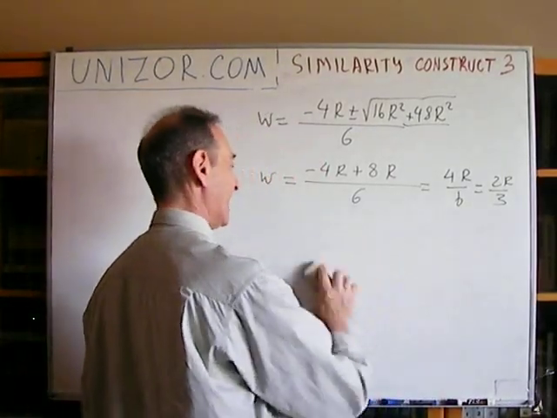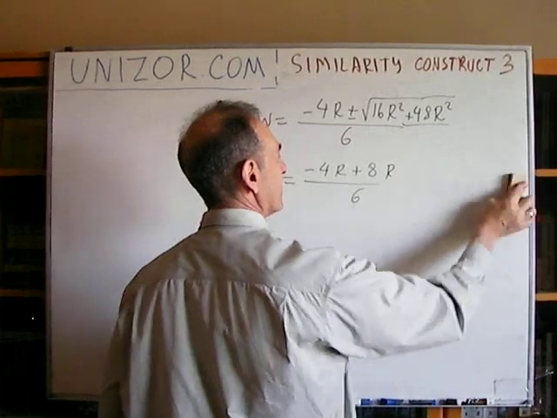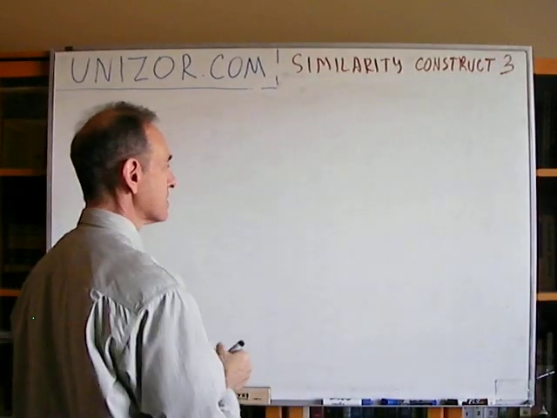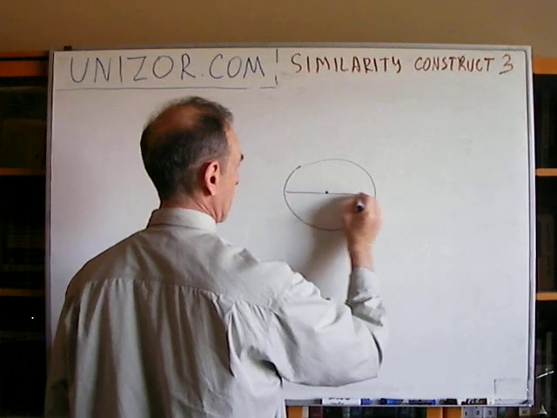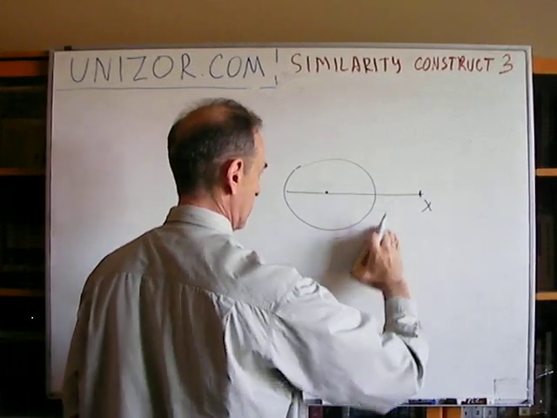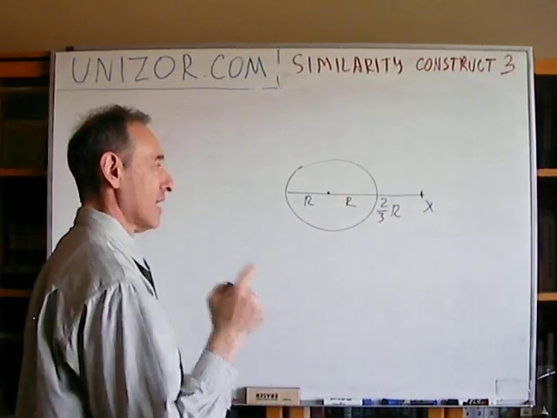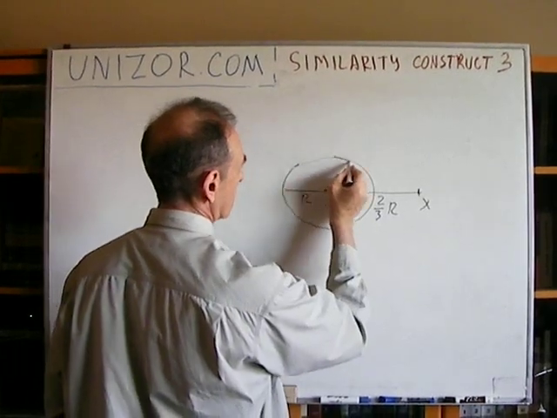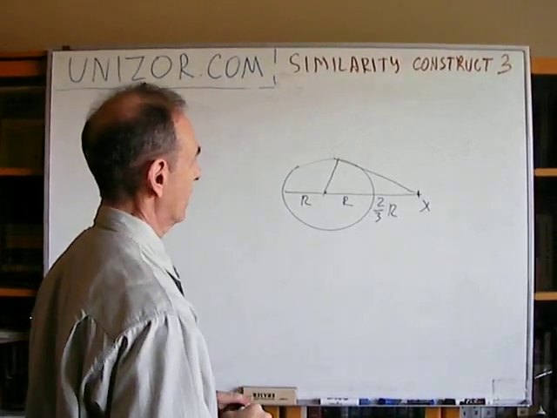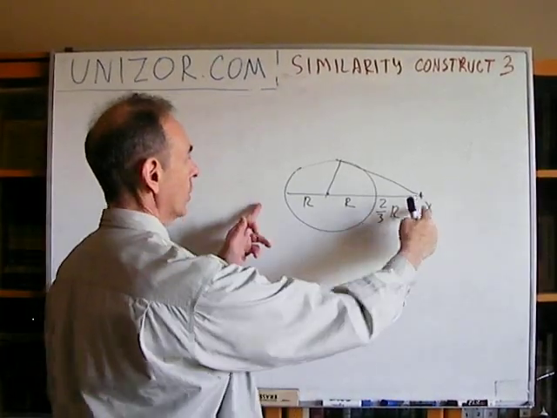Now, can it be done? Here's another interesting thing. Can it be done geometrically? Can I prove that two-thirds of the radius is exactly the distance, if this is two-thirds of a radius? Now this is the radius, this is the radius. Can I prove that if this is two-thirds of the radius, then the tangent is exactly half? Well, we can actually check, because the whole length would be what?